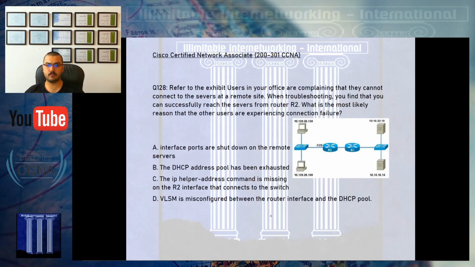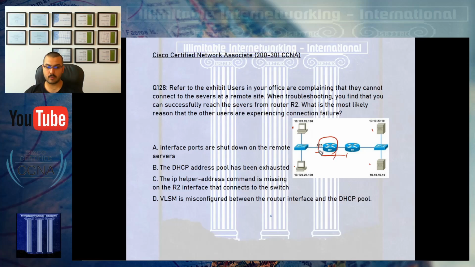Question 128. Refer to the exhibit. The exhibit is about this router connected to a switch with two PCs, so it is their gateway. This router is also the same. There is a connection between the routers. Users in your office are complaining that they cannot connect to the servers at the remote site. So these two PCs are not able to reach these two servers. When troubleshooting, you find that you can successfully reach the servers from R2, which is this one. What is the most likely reason that the other users are experiencing connection failure?